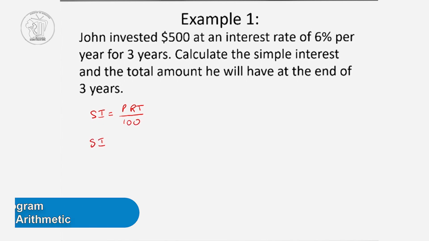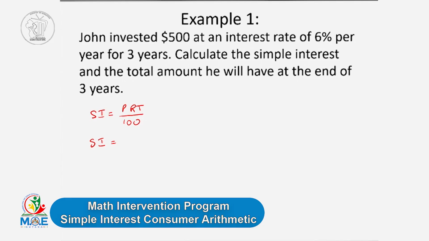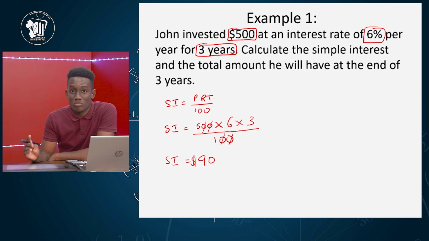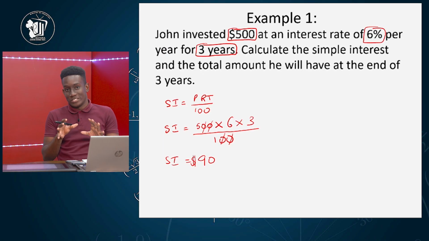So the simple interest will be, we see P, which is the principal, is the amount of money invested. So that is 500, multiplied by the rate, which is the percentage, 6, multiplied by the time, which is in years, 3 years. And all of this will be divided by 100. So simple interest will be, this 0 cancels that 0, this 0 cancels that 0. So 5 times 6 would give me 30, and 30 times 3 would give me 90. So this $90 is the extra money that he will gain after 3 years of his investment.